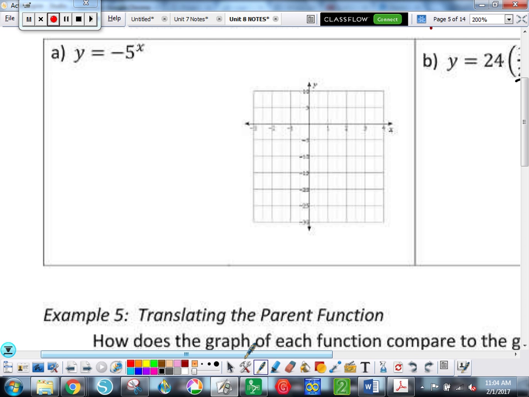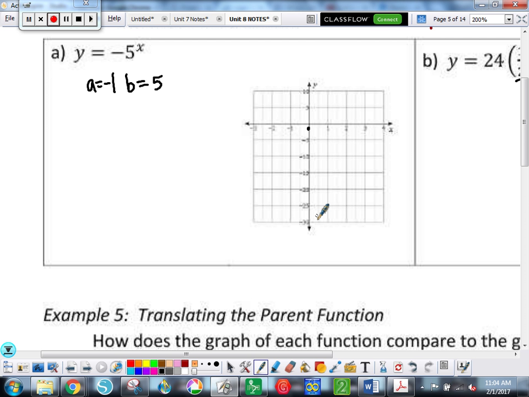Okay, the parent function on this one is what? 5 to the x. But this time the negative has what? Flipped it. So when I'm doubling it, I'm going to double it in the negative direction. Where's my y-intercept on this one? What does a equal? So technically b equals 5. A equals -1. Good. So my starting spot right here is -1, which my grid is kind of messed up again. That's okay. -1 goes about right here.